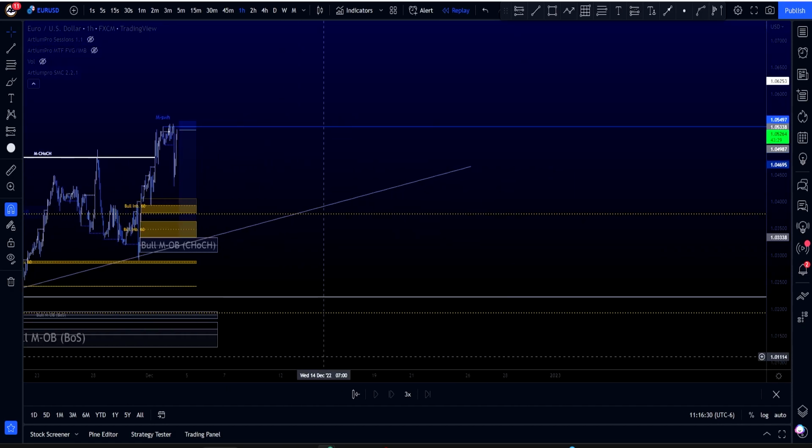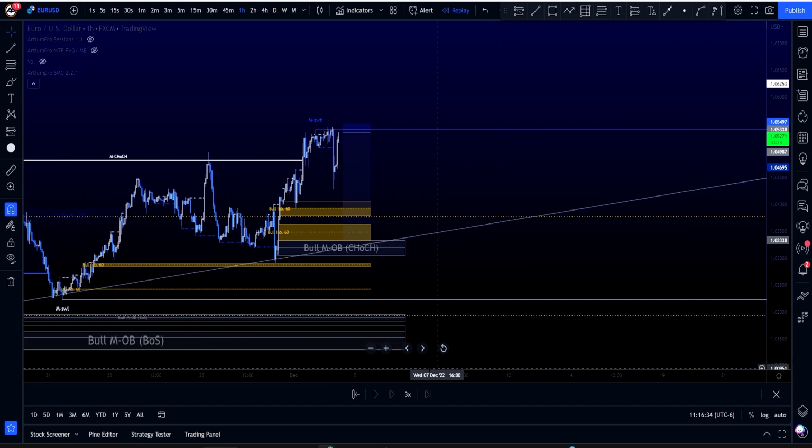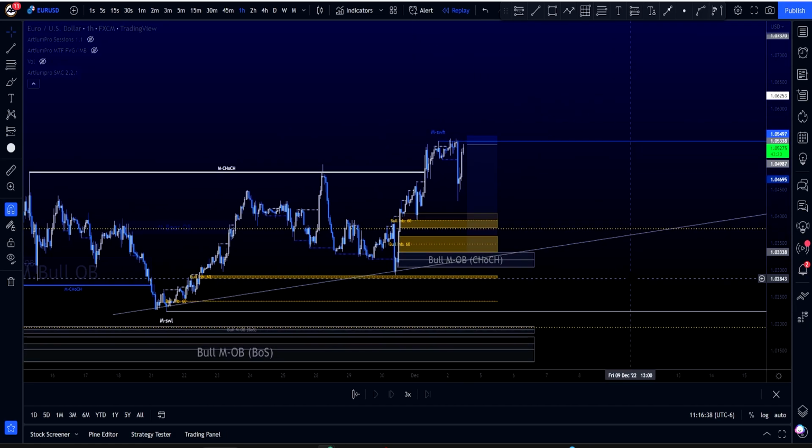So basically I want to make this one video with this one particular trade where the price is currently at to kind of show my thought process whenever I do take trades, some of the things that I think about while using the ArtiumPro SMC indicator to make good, decent trades with your risk management.